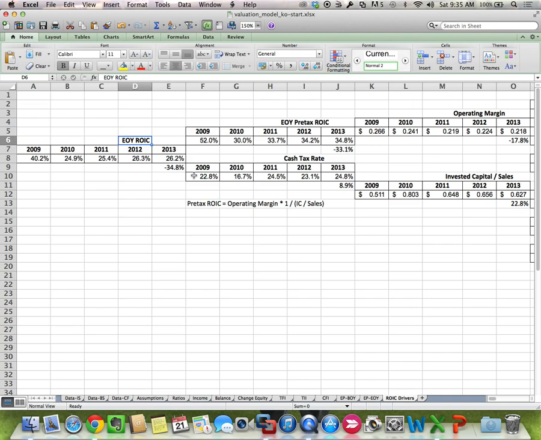Okay? So here's the whole point of the tree. What the tree does is it helps us really understand the ROIC drivers of a company. And in this case, we'll start out with end of year ROIC. And what I'll say is there are 3 things that will always affect ROIC.